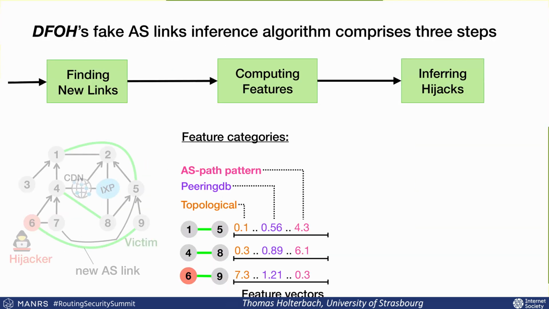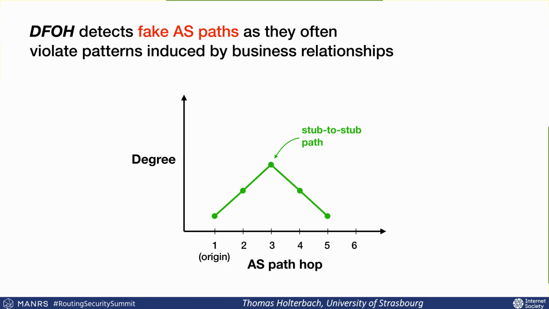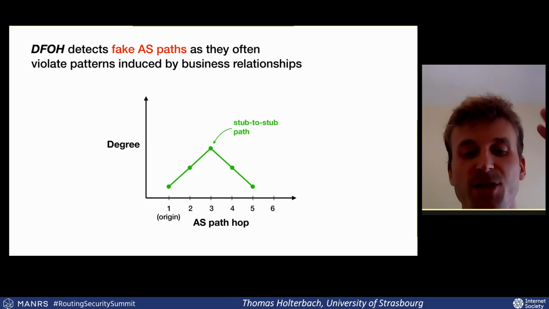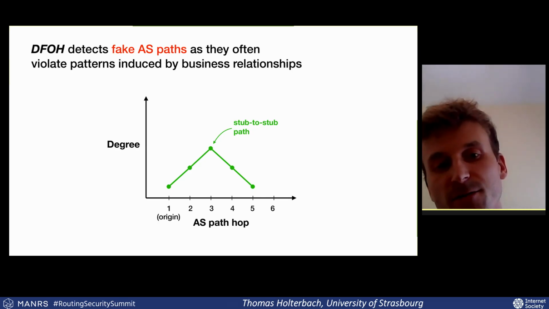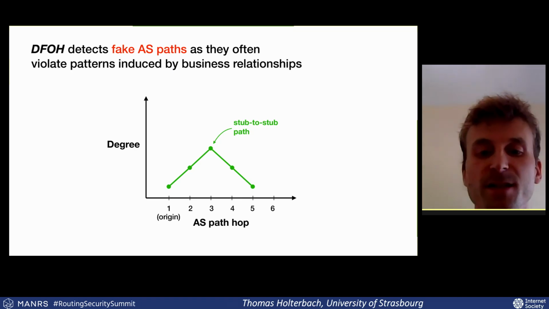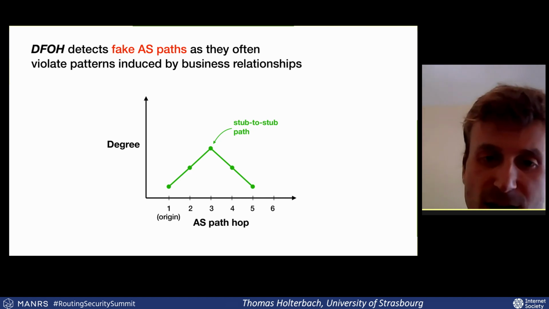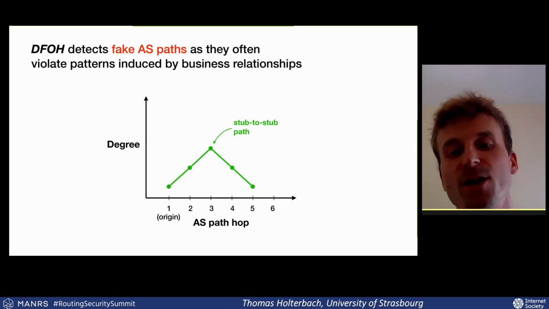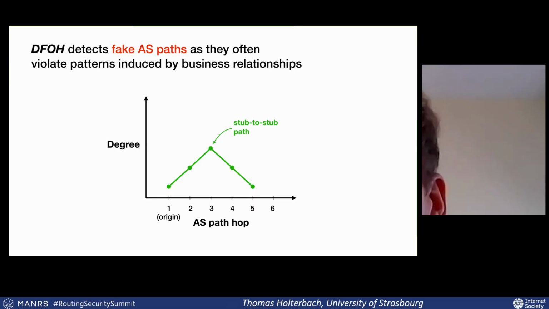Then we use another feature, which is the AS path pattern feature. Here, DIFO aims to detect fake AS paths, as they often violate the patterns that are induced by business relationships. For instance, we know that the AS-level topology has a hierarchical structure. So if we take the degree of the autonomous system on the y-axis, and the different hops in the AS path on the x-axis, then we should see something like this. The degree should first go up, because we go up in the hierarchy, and then should go down. That's the case for a stub-to-stub path, for instance.